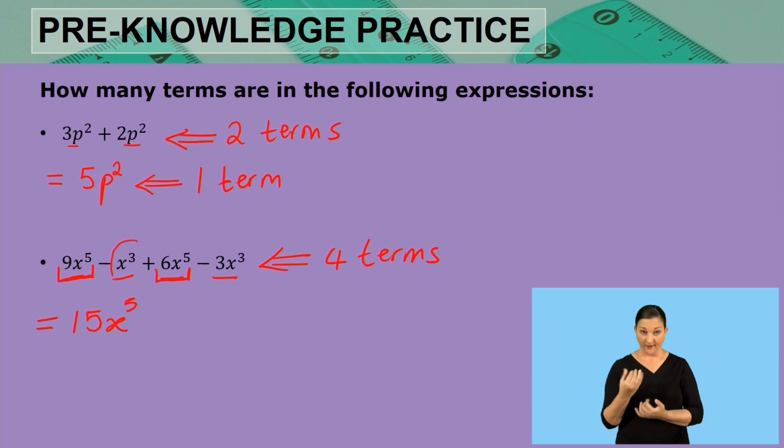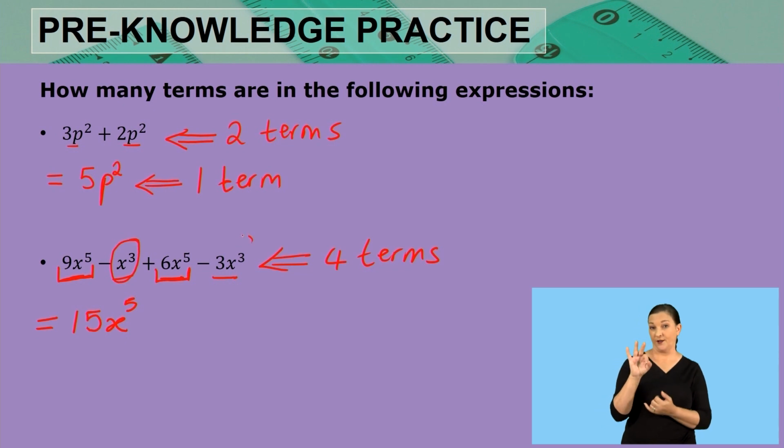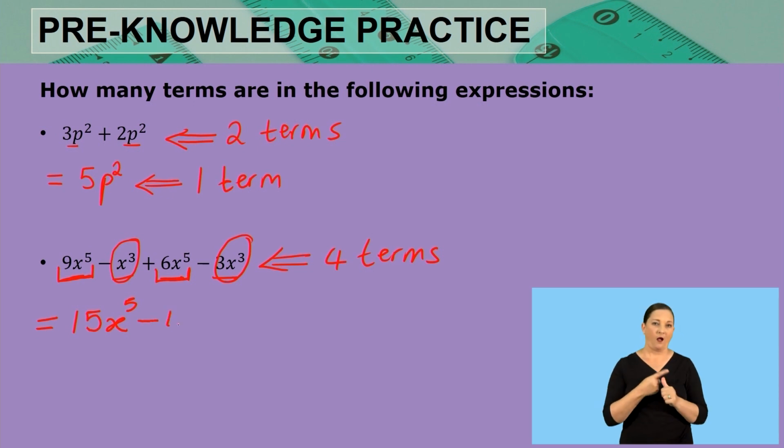And then we also have x cubed as like terms and x cubed as like terms. So we are going to add those as well. So we have a negative 1x cubed minus a 3x cubed, and that is going to give us a negative 4x cubed.